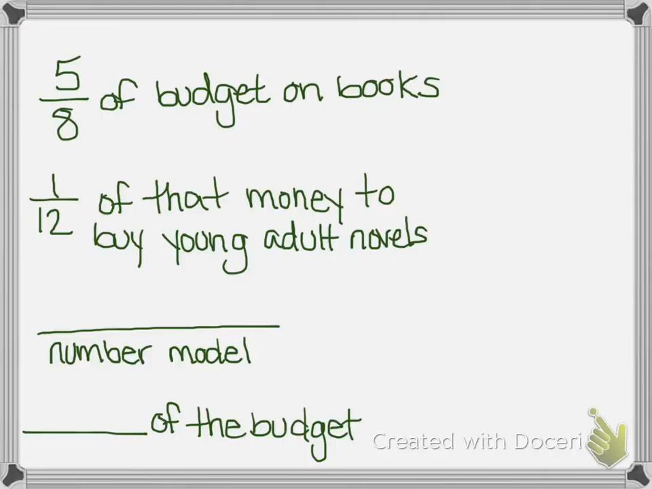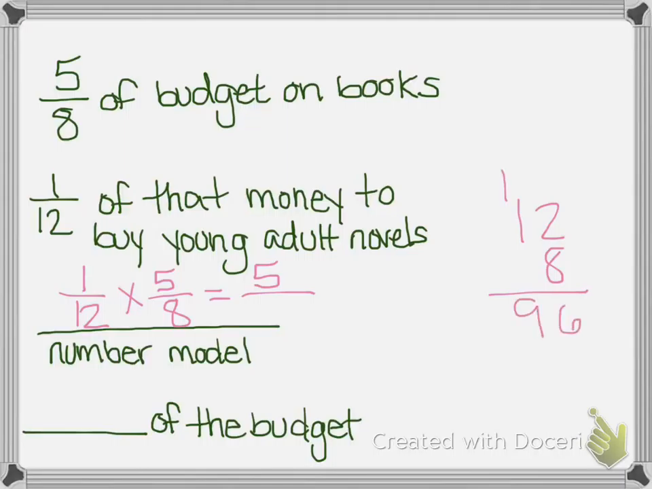Number 3 says the library spent 5/8 of its budget to buy new books. They set aside 1/12 of that money to buy young adult novels. Well, part of the budget went towards buying young adult novels. So they spend 1/12 of, or times, 5/8 to buy young adult novels. So 5 times 1 is 5. 12 times 8 is 96. So they spent 5/96 of their budget to buy young adult novels.